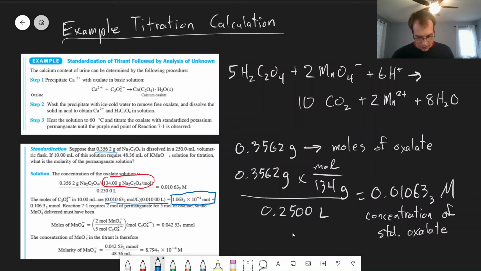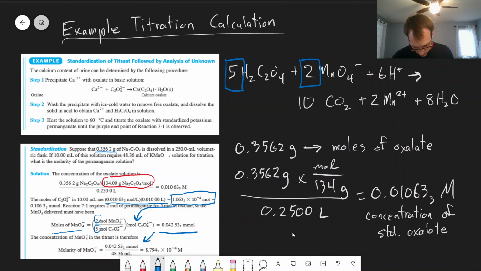Now we need to take the stoichiometry into account. So we know that for every 5 moles of oxalate, it will react with 2 moles of permanganate. So our moles of permanganate will have 2 moles, as it's showing here. 2 moles of permanganate for every 5 moles of oxalate, so we need 2/5 times the moles of oxalate that we have. So we can plug in this value here, and that gives us 0.04253 millimoles of permanganate.